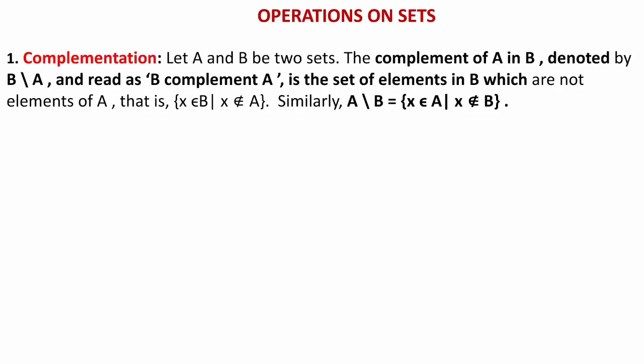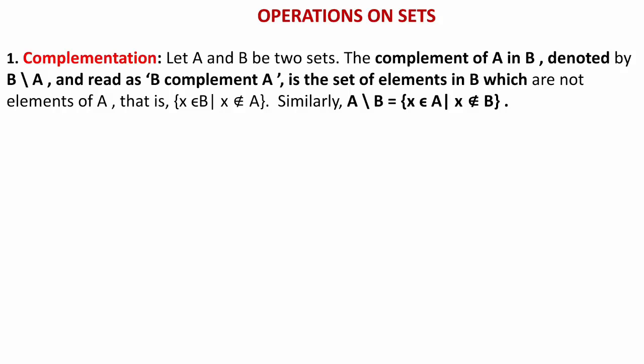Now, operations on sets. First, complementation. Let A and B be two sets. Then the complement of A in B is denoted by B minus A. It can also be read as B complement A. It is the set of all elements in B which are not elements of A, that is, the set of all elements x in B such that x doesn't belong to A. And this is denoted by B complement A.